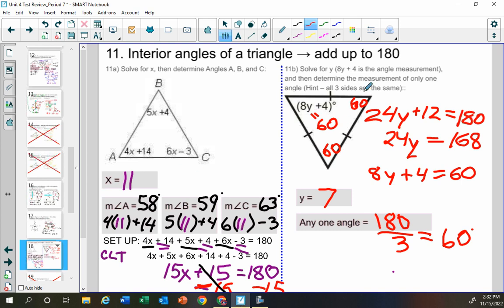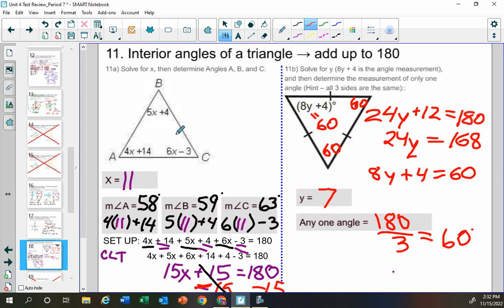But remember, the angles have to add up to 180. The only way that happens, if all 3 sides are the same, is that all 3 angles have to be the same. So the only number that could work is 60. Now, could you have done it the long way? Yeah, you could have done it this way. You're going to get the same answer either way you do it. So it would not matter how you do it in the end.